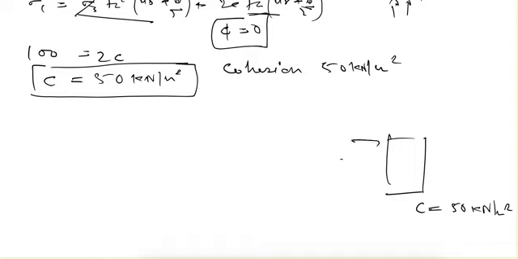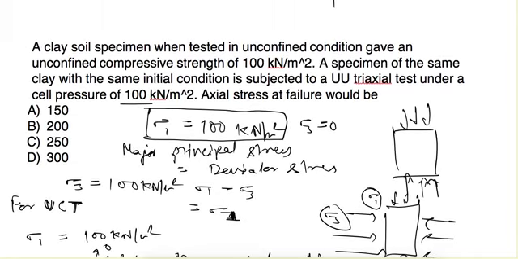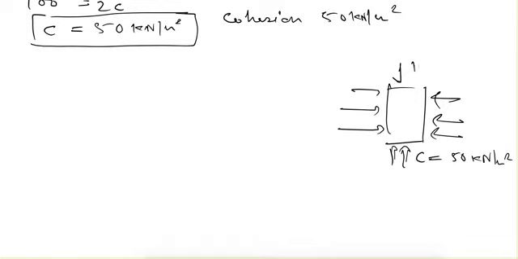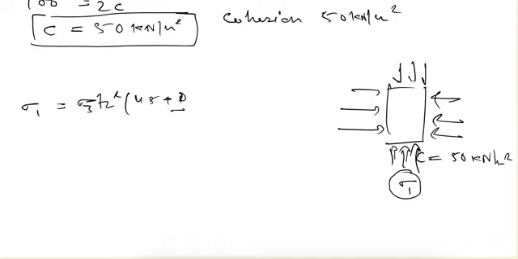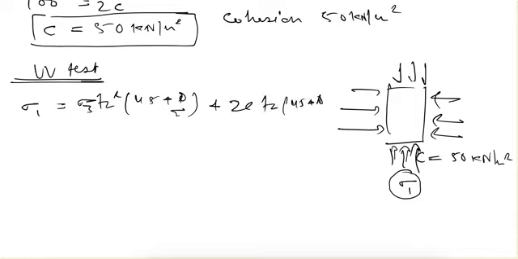What else is given? The cell pressure is given, and we have to find the axial stress. So again we are testing it, UU test, and cell pressure is 100 kilonewton per meter square. Axial stress at failure, they are asking for this vertical stress, that is our sigma 1. So again the same formula, sigma 1 is equal to sigma 3 tan square (45 plus phi by 2) plus 2c tan (45 plus phi by 2), this time for the UU test.